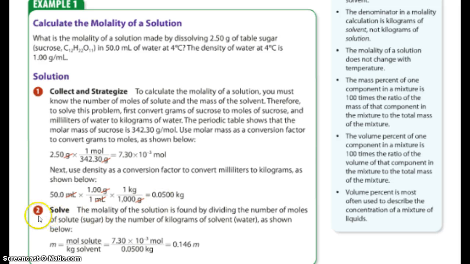The molality of the solution is found by dividing the number of moles of solute, the sugar, by the number of kilograms of solvent, the water, as shown below. So we have our moles, 7.3 times 10 to the negative 3 moles, divided by 0.05 kilograms, which gives us 0.146 molal, or moles per kilogram.